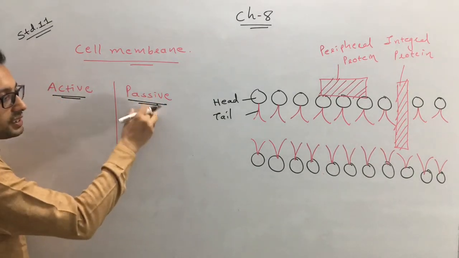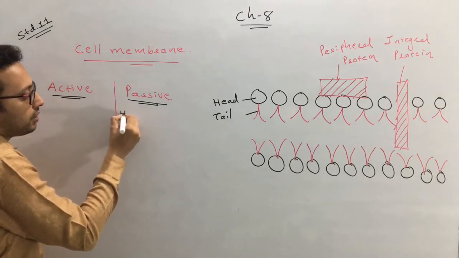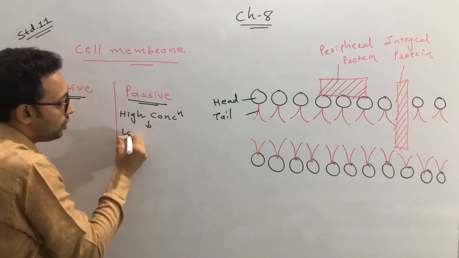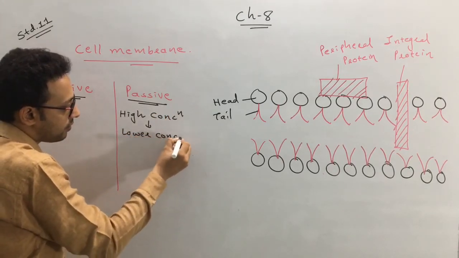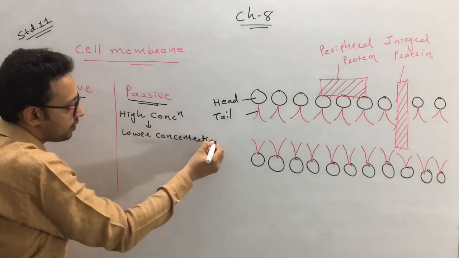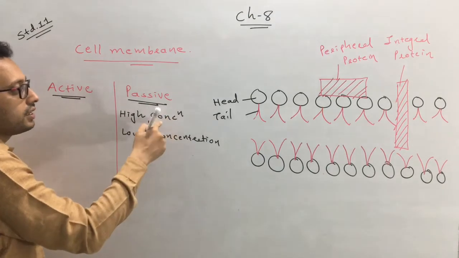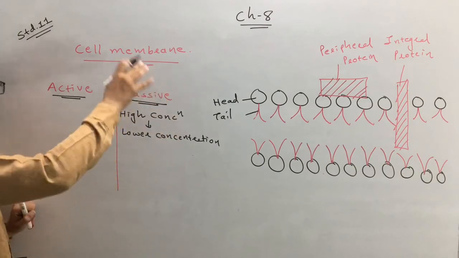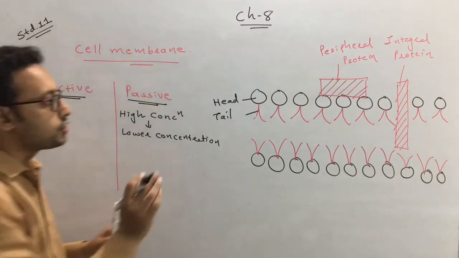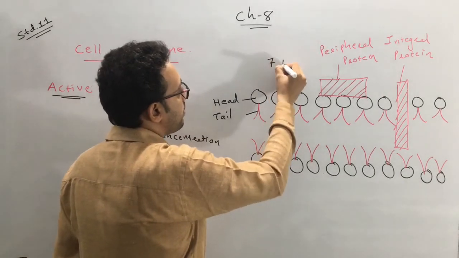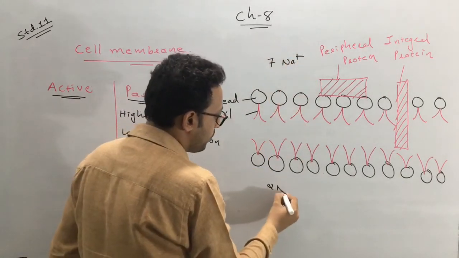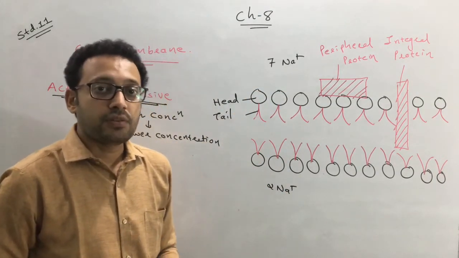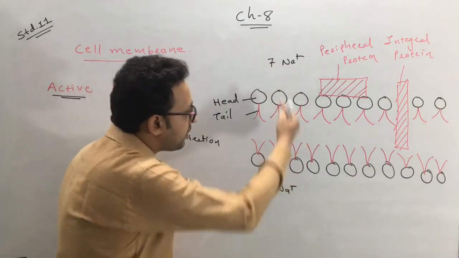In passive transport, I first start with passive transport. In passive transport, the molecule will move from higher concentration to lower concentration. I write it in full so you can understand; I had just written the short form. So in passive, the molecule moves from the higher side to the lower side. Like suppose here are 7 sodium molecules and here 2 sodium molecules. If sodium is traveling through passive transport, obviously it moves from this side to this side.